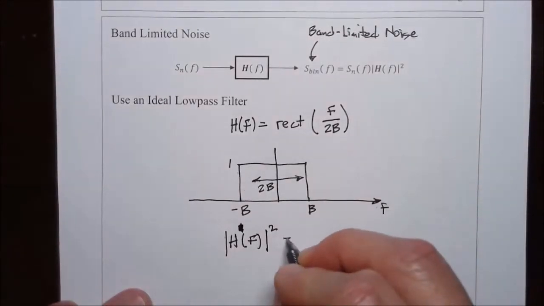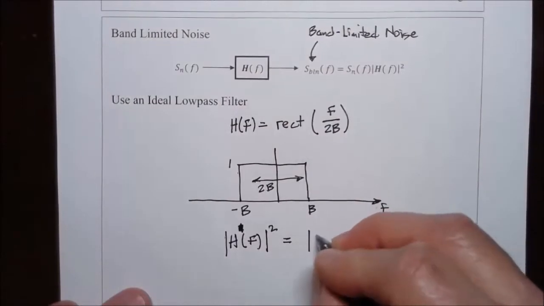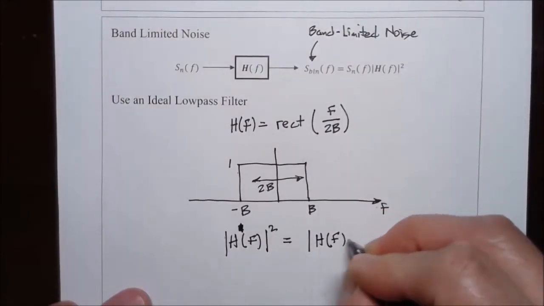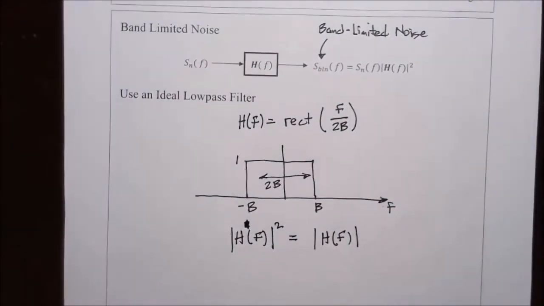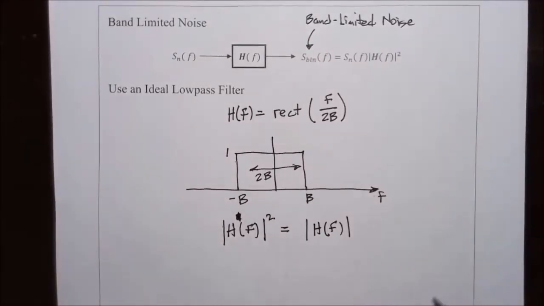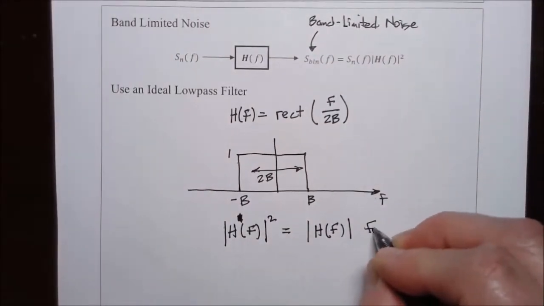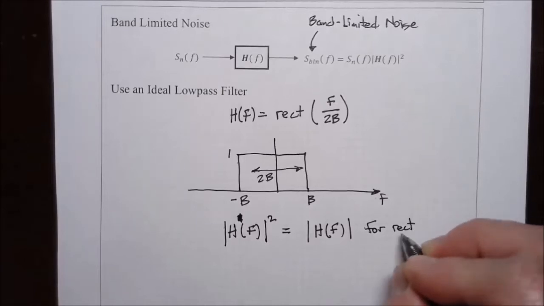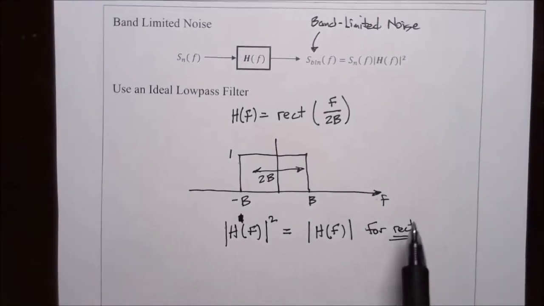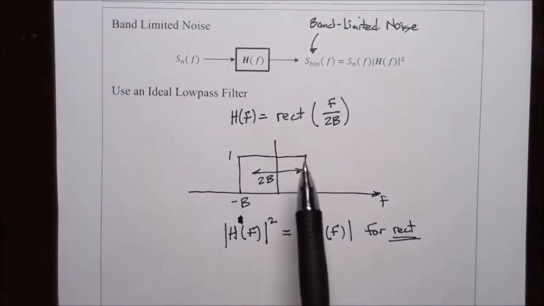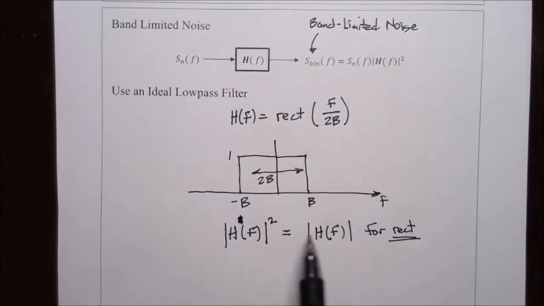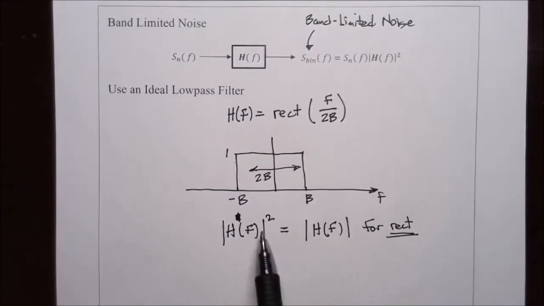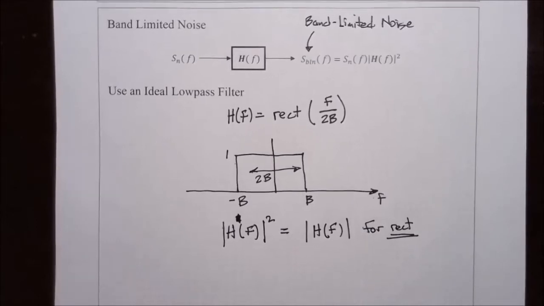So in this case, it simply equals the magnitude of the transfer function itself. This is only good for rectangles, good for the rect function. If we had some other shape for this transfer function, this obviously wouldn't be the same. Our mileage would vary, and we would have to do something else.